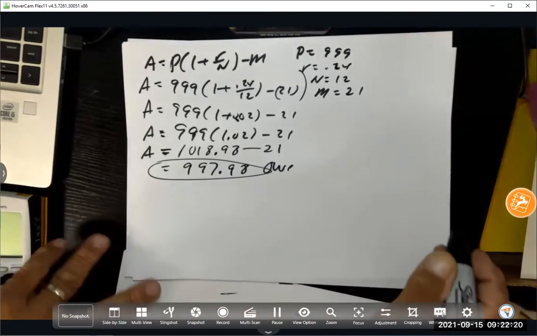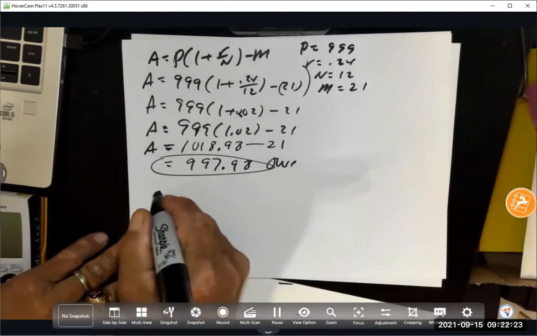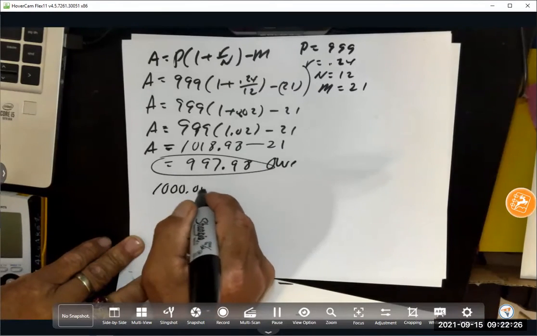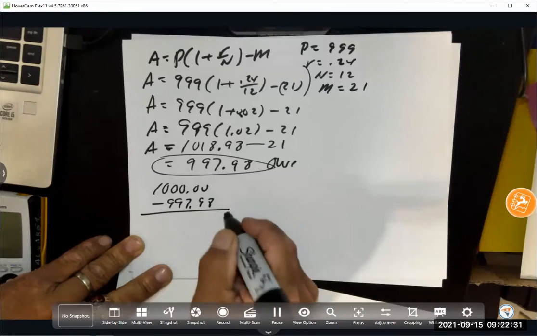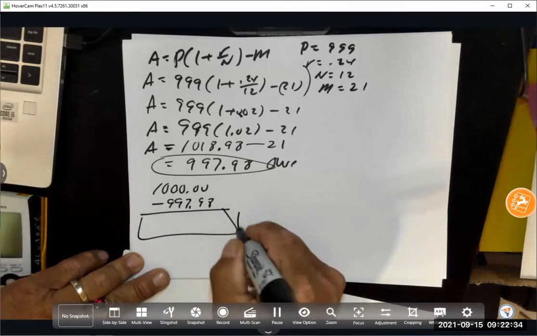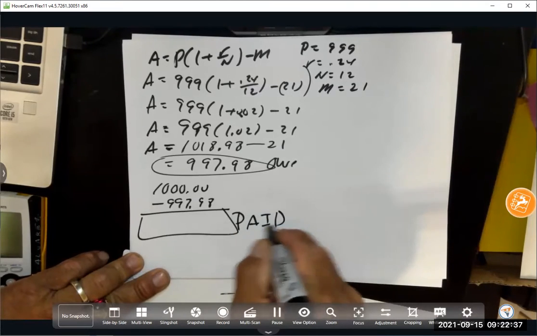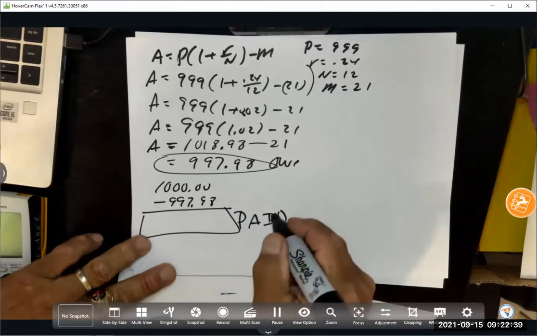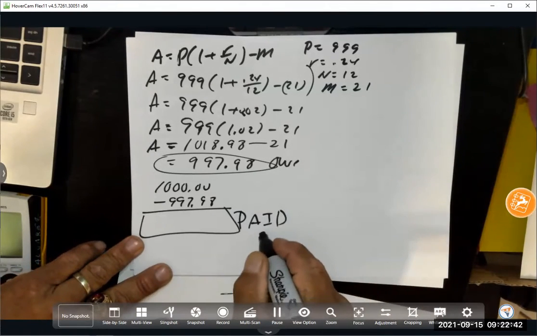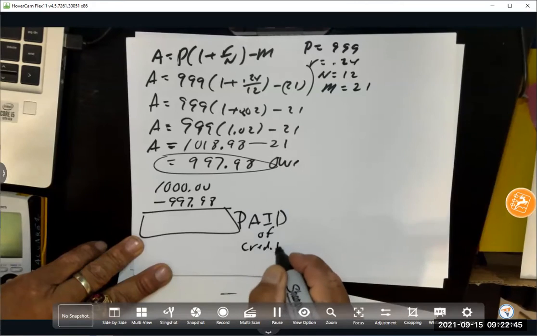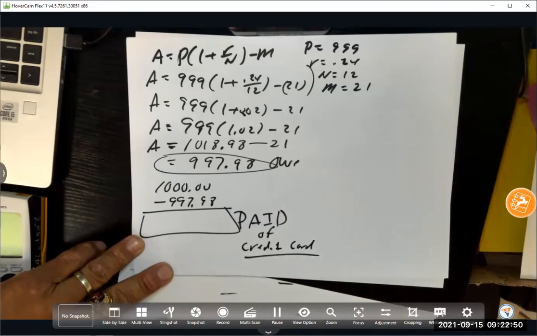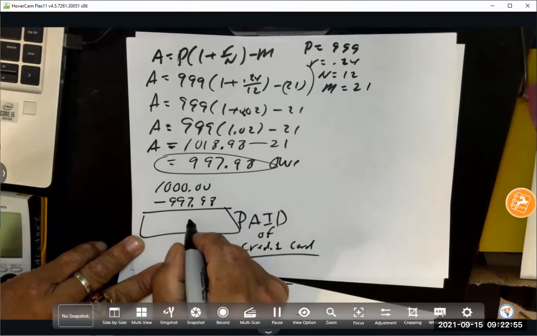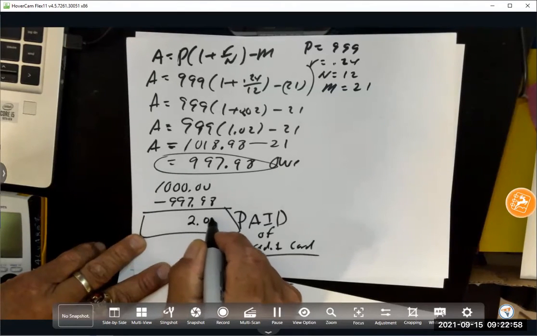All right, so think about this. If I had $1,000 that I started with on my credit card, and now I only owe $997.98, how much money has been paid off on my credit card? Subtract those two numbers. How much did I pay off of the credit card so far? Tell me. It is 2.02. Is it 2.02? Yes. All right.